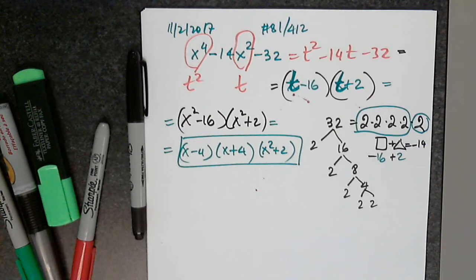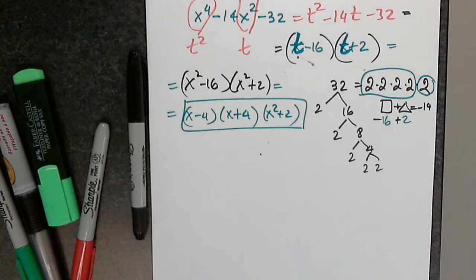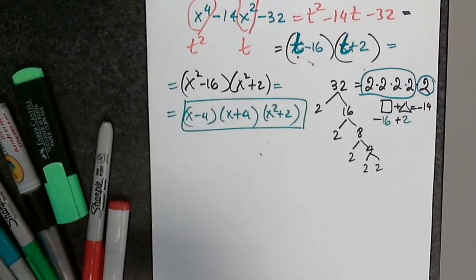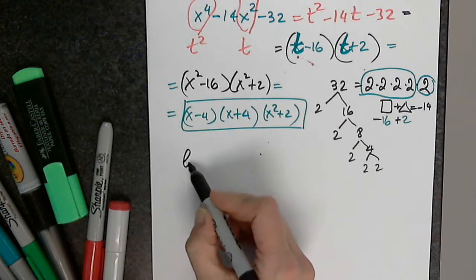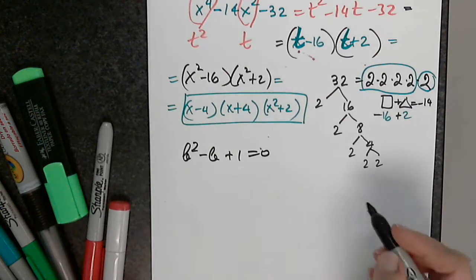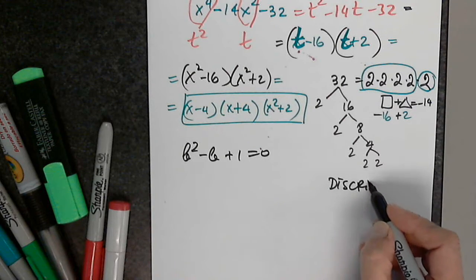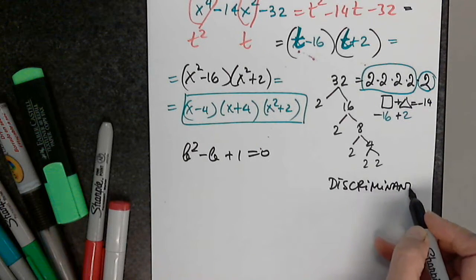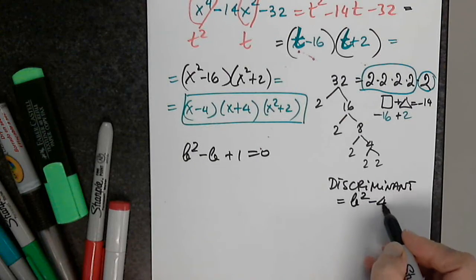So do we need to go back to any of what we just discussed? Factoring or, yes, actually yes, two. We have two things to solve. We have b squared minus b plus 1 equals 0. And then I have to talk about the discriminant, which is b squared minus 4ac.